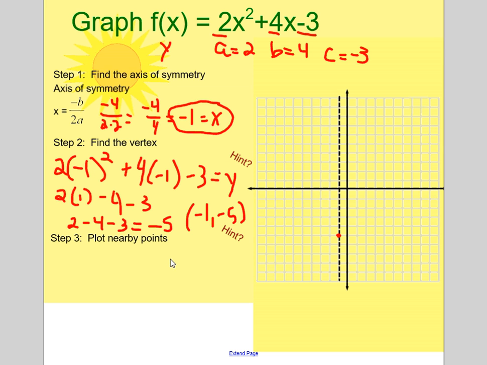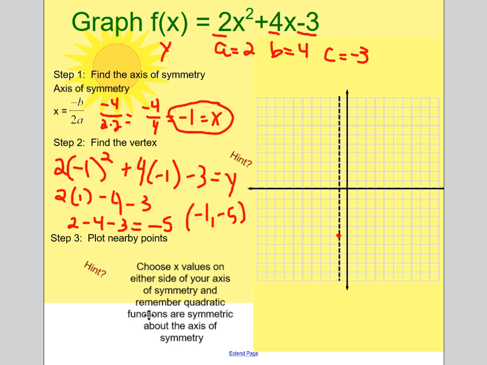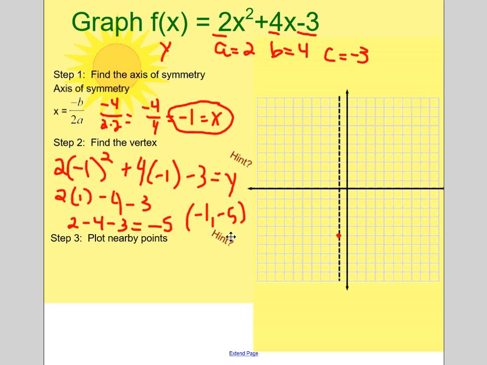All right. The last step we're going to do is actually plot some points around our axis of symmetry. So in this case, it says choose x values on either side of your axis of symmetry. So in this case, on this side or on this side. And remember, quadratic functions are symmetric about the axis of symmetry. That means that they are going to be reflections of each other on either side. I'll show you what that means once we graph it.